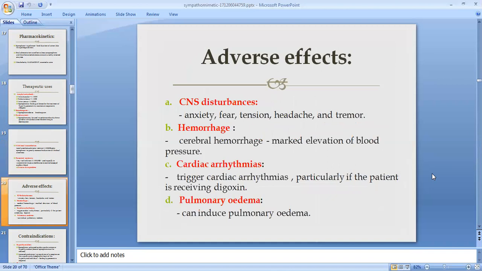Adverse effects. CNS disturbances like anxiety, fear, tension, headache, and tremors. Cerebral hemorrhage and marked elevation of blood pressure. Cardiac arrhythmias, particularly if the patient is receiving digoxin. It can also induce pulmonary edema.